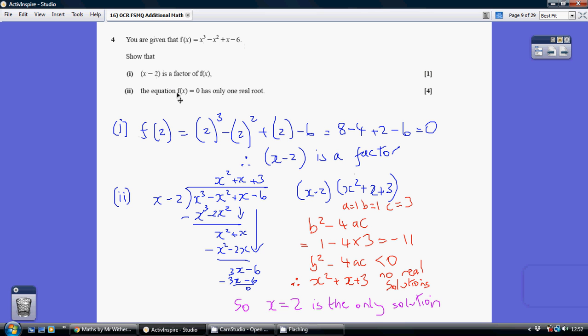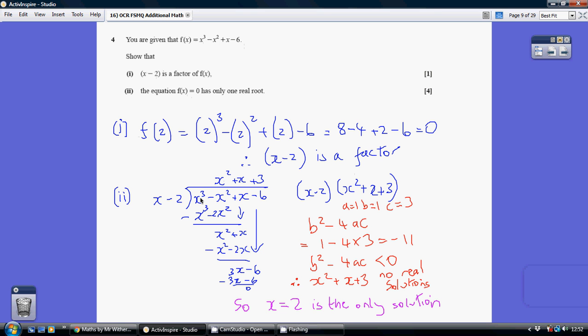Now that we've established that x minus 2 is a factor, for part 2 we can just do our long algebraic division. So we're going to divide this by x minus 2. So remember how this works. You say to yourself, x times what gives you x cubed, and that's x squared. So x squared times x is x cubed, and x squared times minus 2 is minus 2x squared.